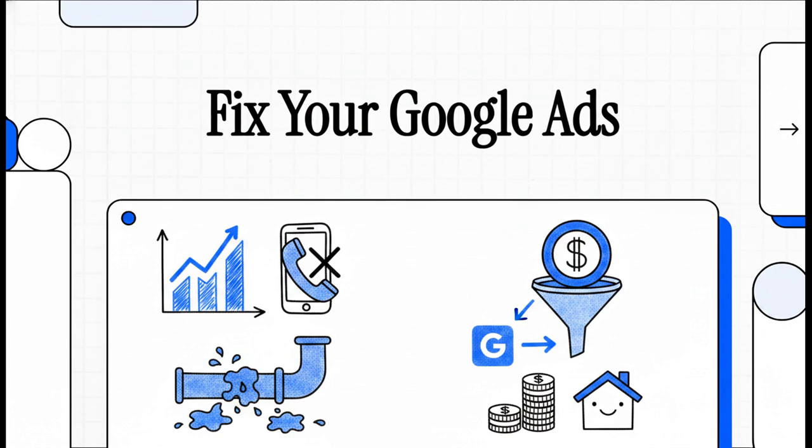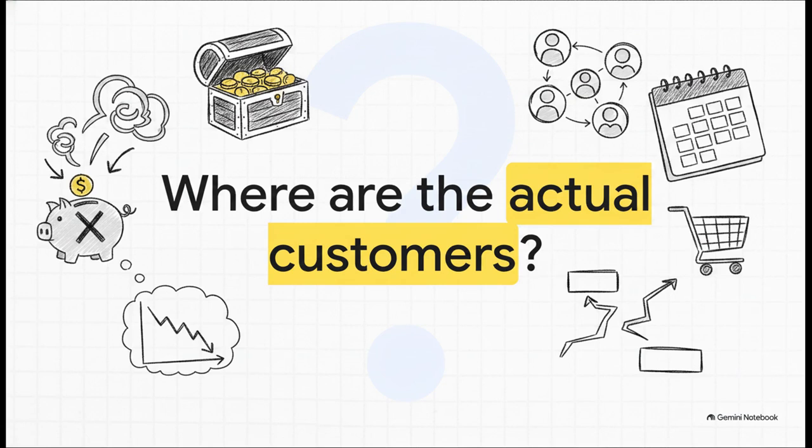So today, we're going to dig into exactly where these advertising systems are leaking your hard-earned cash, and more importantly, how we can patch them up to build a predictable, actually profitable pipeline. It always leads to this agonizing question when you check that monthly marketing spend. Where are the actual customers?